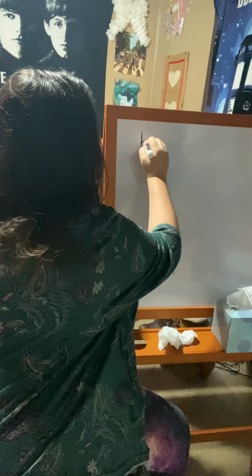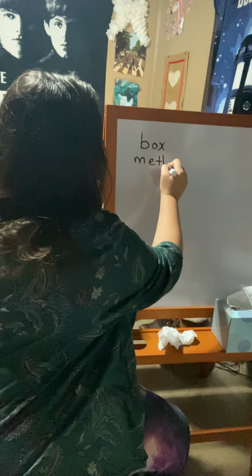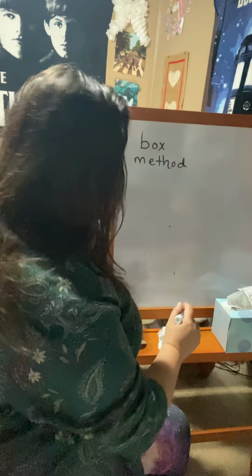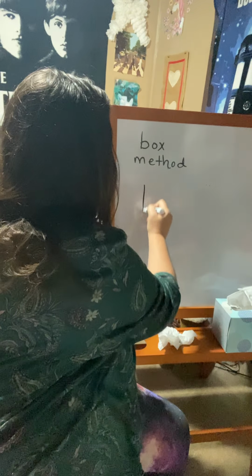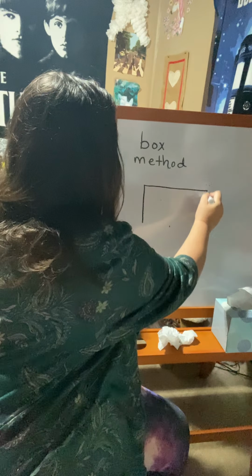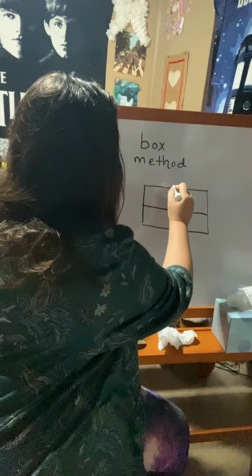Now we're going to do the first problem, 80 times 15, and we're going to do it the box method. Another way to do it. You get the same answer. So, 80 times 15. This box is going to have 4 parts.